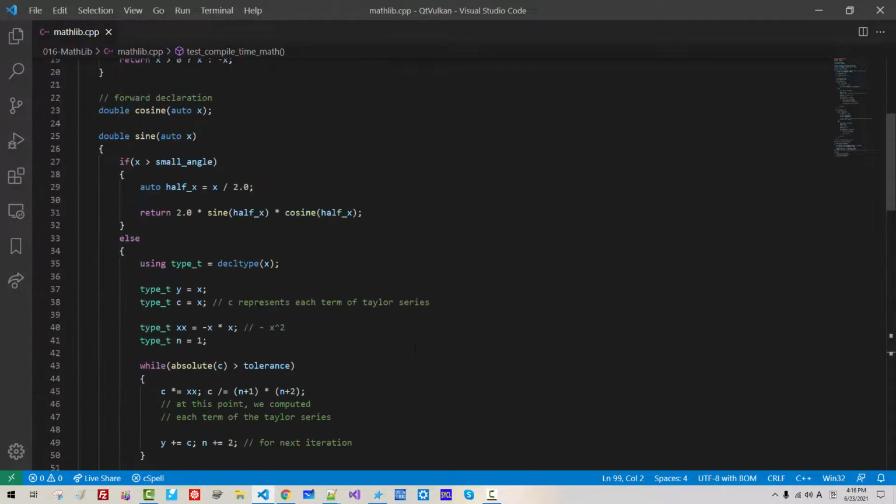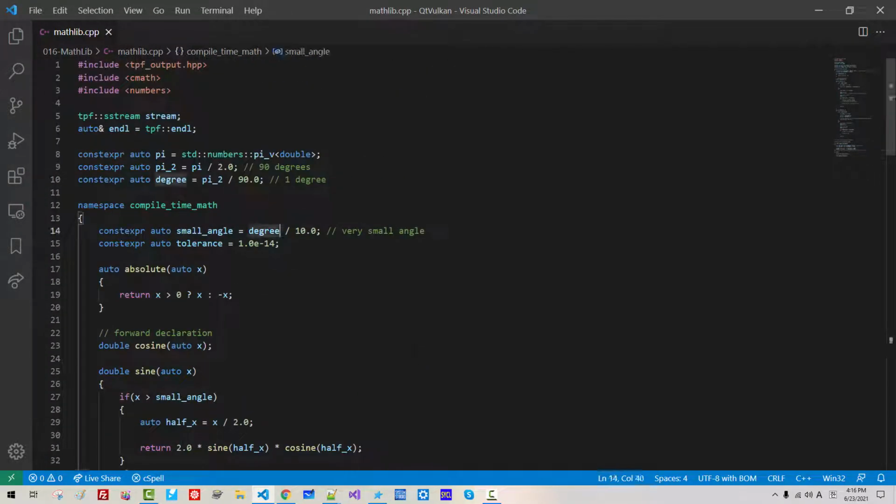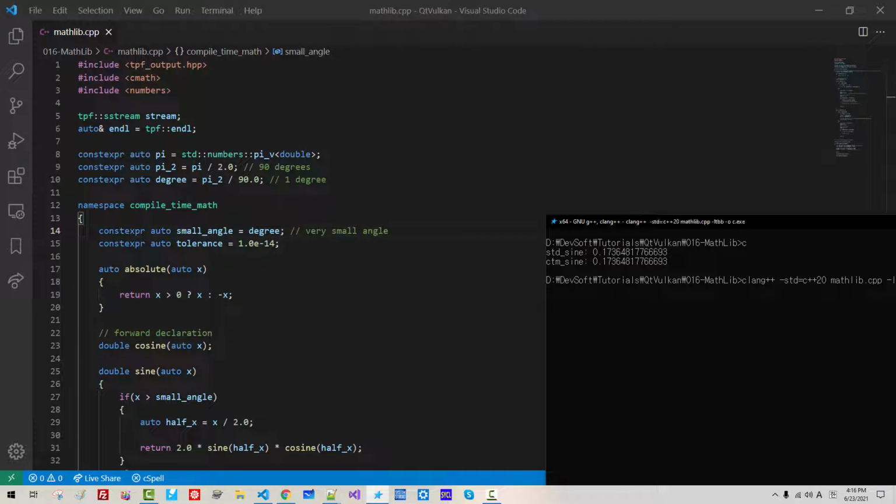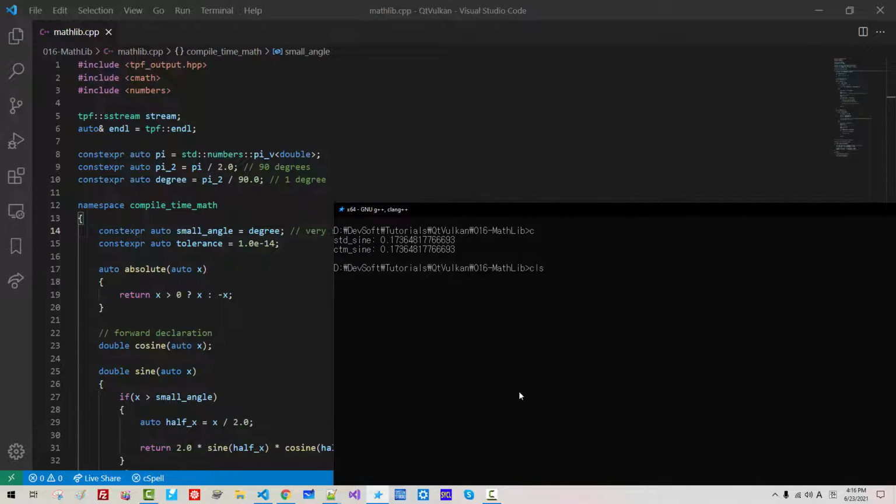Now, let's try with a bigger degree. We build again. It works exactly the same. Let's try with the GNU compiler. The GNU compiler also works correctly.